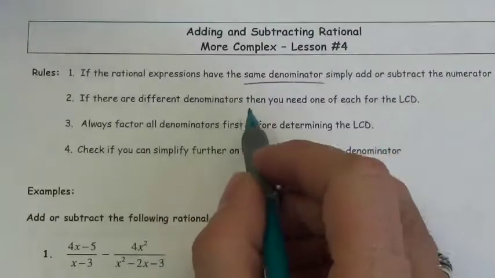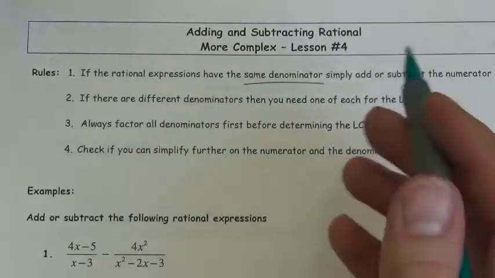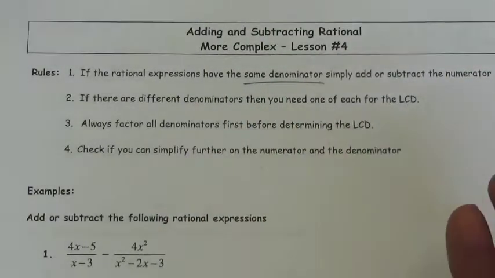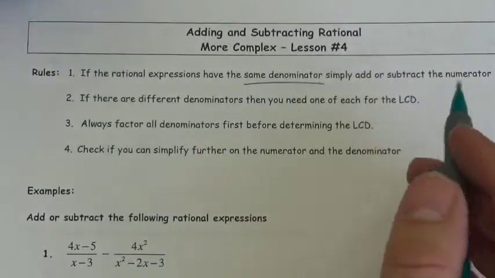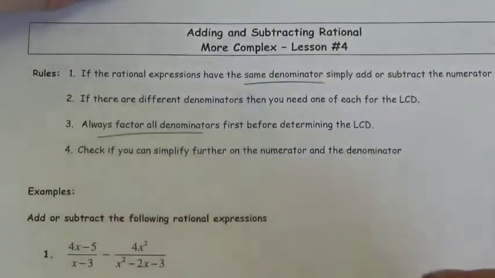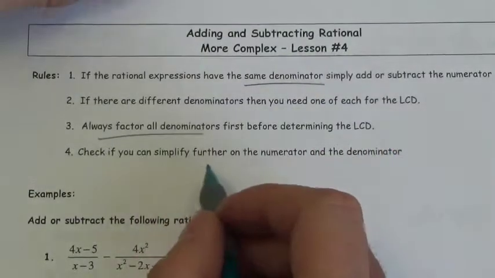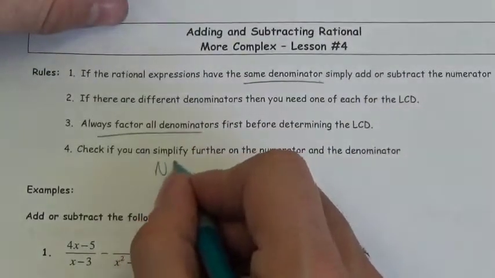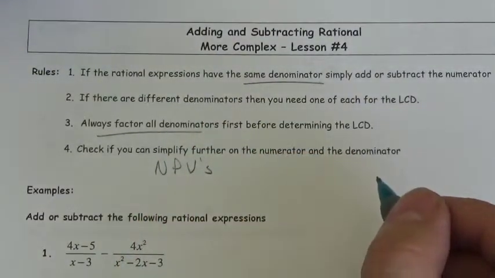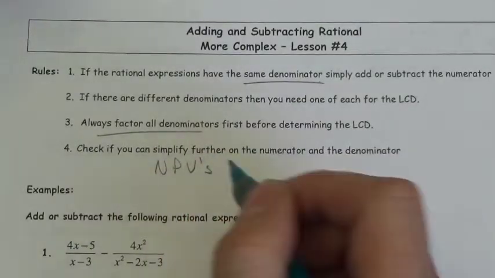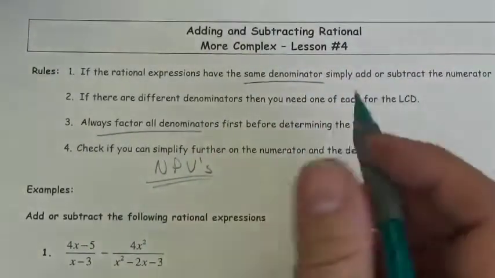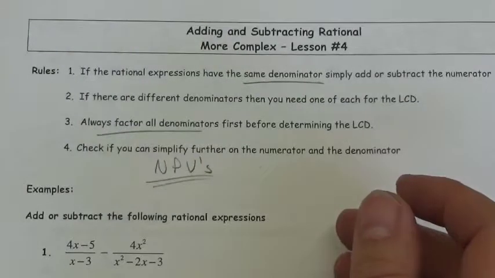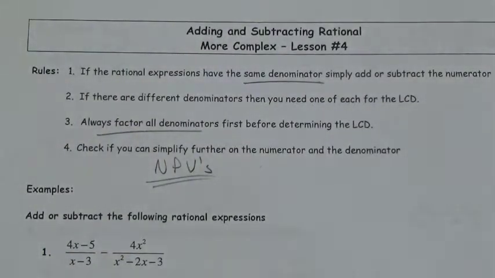Now, if you've got different denominators, then you're going to need a common denominator. So you're going to need the least common multiple for the denominators. You're always going to factor the denominators, and then check to see if you can further simplify. And bear in mind, we need to identify non-permissible values. That should be something that we do all the time now. That's why it's not even mentioned there. It should be just something you do automatically. Anyway, this lesson is really just about more practice with doing the procedure that you're already fairly familiar with.